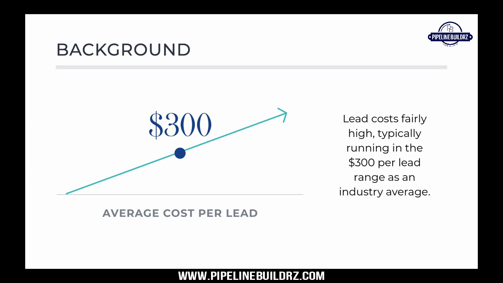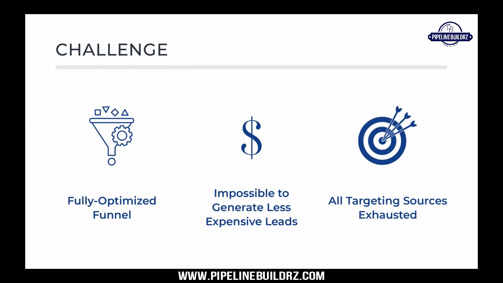Lead costs for this type of prospect are fairly high, typically running in the $300 per lead range as an industry average. The challenge for us when we met the client was that his in-house lead gen campaign had already been fully optimized through extensive and costly testing and was performing well. His average CPL had hit a floor of $74, which in this industry isn't bad, and it wasn't going down any further. They had tried various targeting methods to beat that number, but with no luck. So that's where we came in.